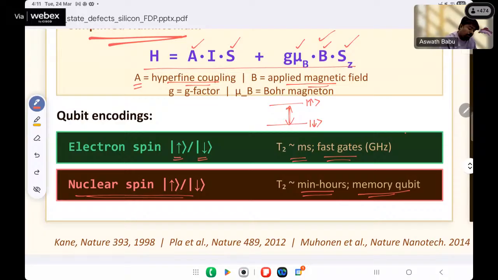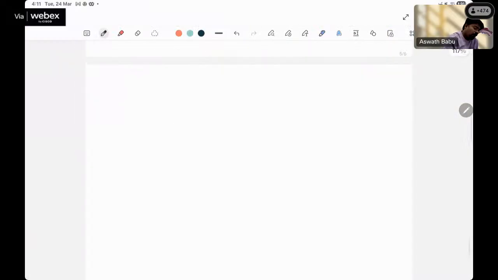Coming back to what T1 and T2 are, people may ask. For the sake of that, let me explain. Let's say I have a quantum state realized with a ground and excited state.